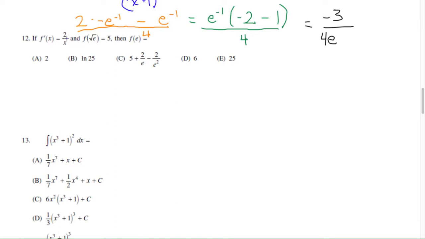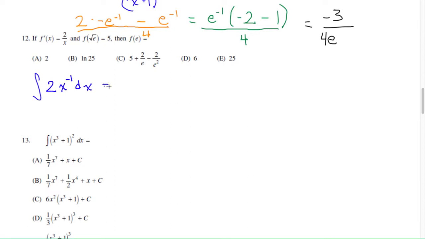So f prime is equal to this, and f of square root of e is equal to 5. So what is f? In order to find f, I need to do what to f prime? To find f, what do I do to f prime? The integral. Exactly. So I'm going to do the integral of f prime, integral of 2 over x, which is the same thing as 2 times x to the negative 1, dx.